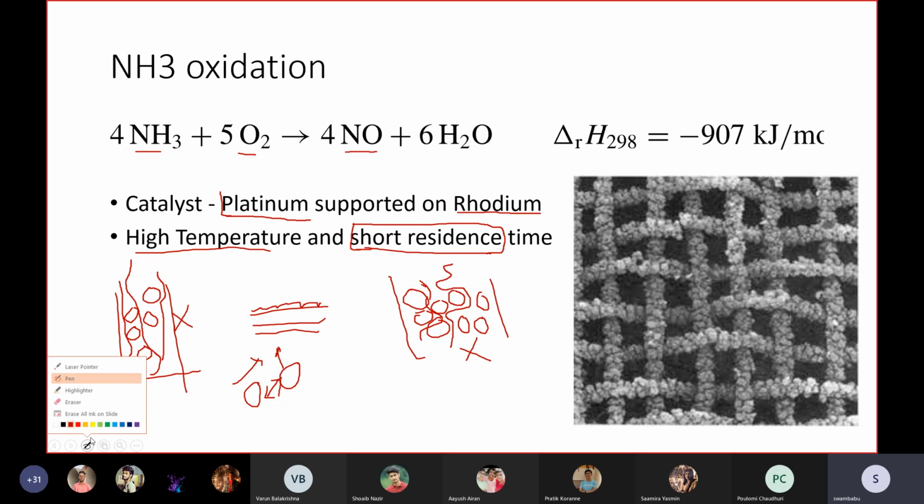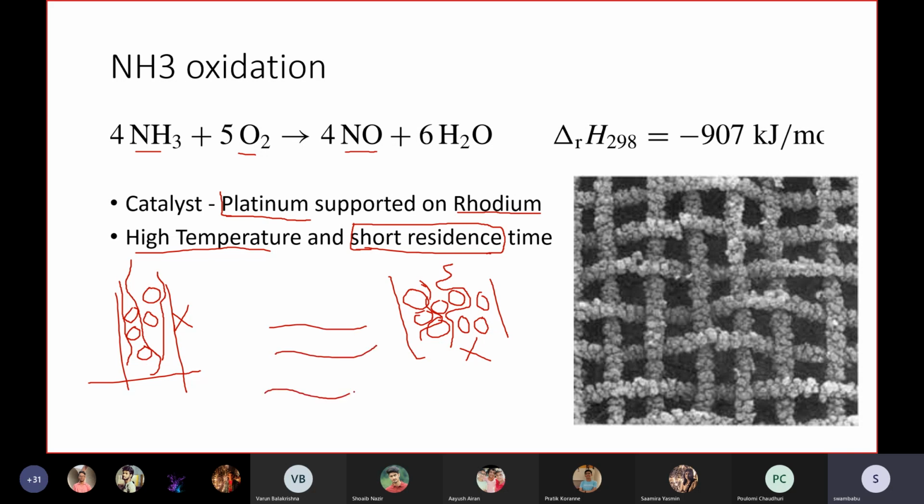So what is the only possibility, since it is a short residence time? They make a mesh kind of thing. The platinum-coated rhodium is made into small wires, and those wires are made into a mesh. This is the typical platinum-coated rhodium catalyst. You can see they made it like this. So this is the reactor, and this is one layer of mesh, another layer of mesh, another layer of mesh. That way they make multiple layers of the mesh. The mesh is nothing but the rhodium.